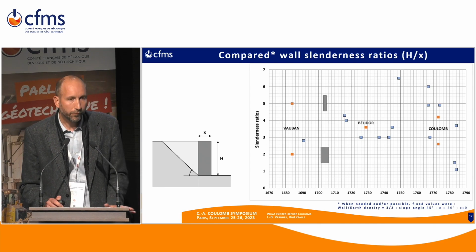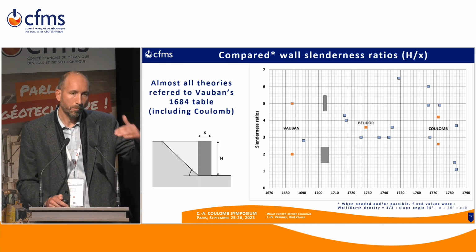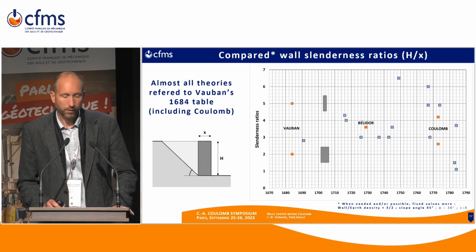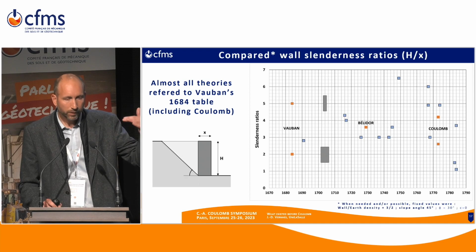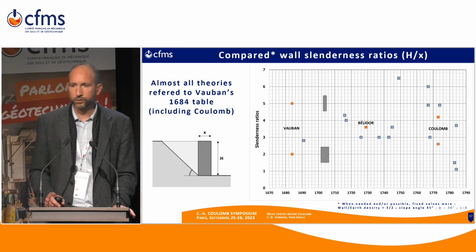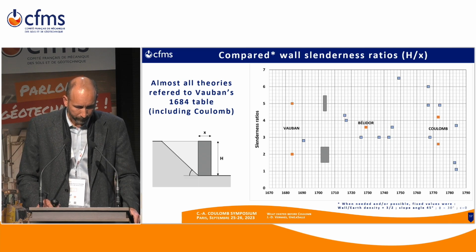So what we can see here, according to Méniel, is that all of those scientists, all of those theoreticians would refer to Vauban. And it's not surprising that, after all, the main values, they're all very scattered, but they usually are in between the 2 to 5 slenderness ratio that was imposed by Vauban's table.